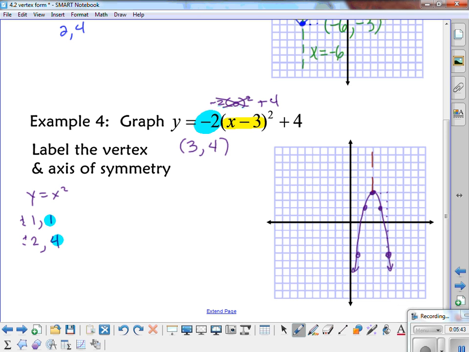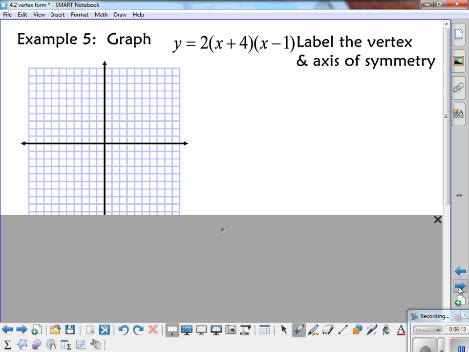Just 3? Is that the equation of a line? X equals 3 is the equation of a line. Okay? So that's the equation of my axis of symmetry. And then 3, 4 is my vertex. All right, so is it starting to sink in a little bit? Good, because we're going to learn something new.